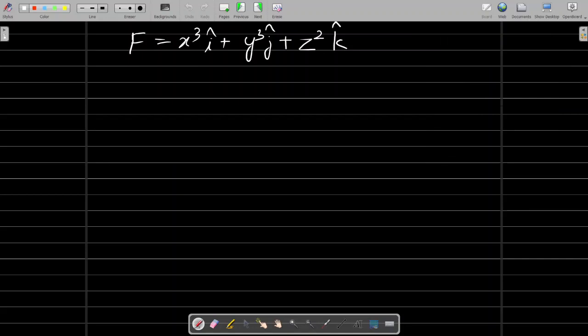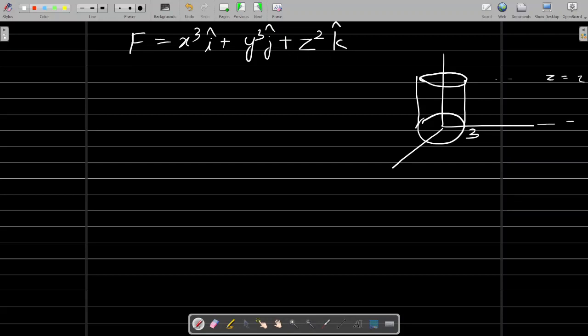So x squared plus y squared equals 9 is a cylinder like this. It is of radius 3. Between z equals 0 and z equals 2, you will have a cylindrical solid like this. So this is the surface z equals 2, and this is the surface z equals 0, the xy plane. Okay, so this is what your solid is.